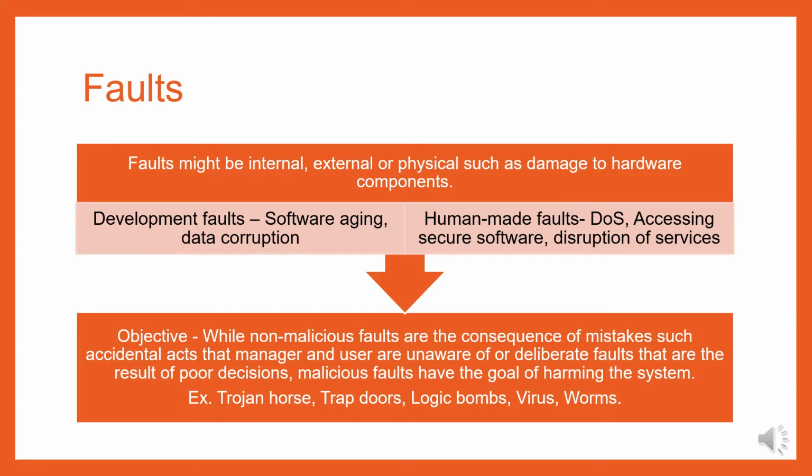Faults can be malicious or non-malicious, depending on the results. Non-malicious faults are the consequences of mistakes such as accidental acts that the manager and user are unaware of, or deliberate faults that are the result of poor decisions. Malicious faults have the goal of harming the systems. For example, the Trojan horse, trap doors, logic bombs, viruses, worms, and many others.